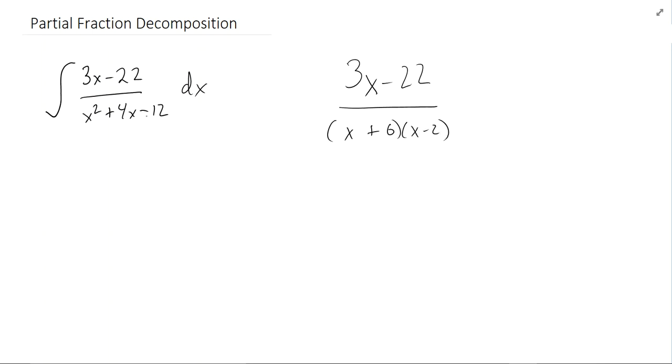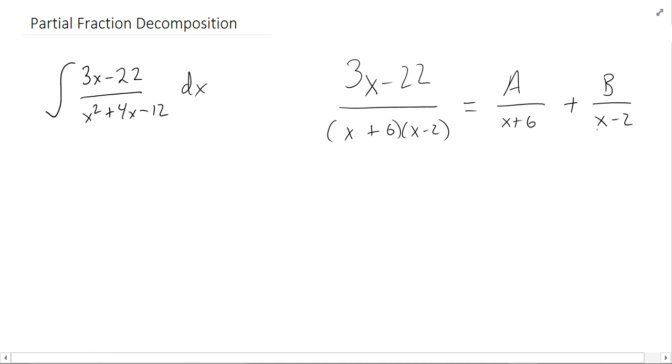Positive 6 and negative 2 multiply together to give us negative 12, and they add to give us 4. So it's going to factor like that. What I want to do is rewrite that as a constant divided by x plus 6, plus another constant divided by x minus 2. The idea is that something with linear factors down here on the bottom is far easier to find the antiderivative of. It's actually fairly easy to find the antiderivative of that thing.